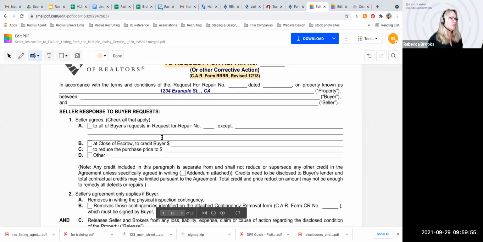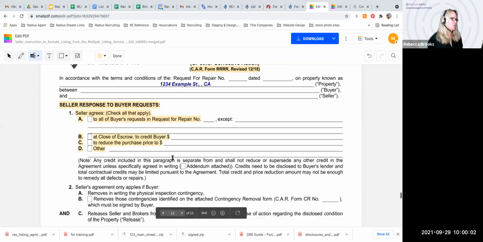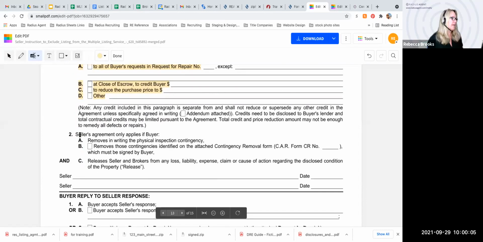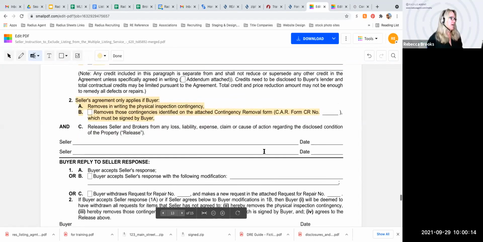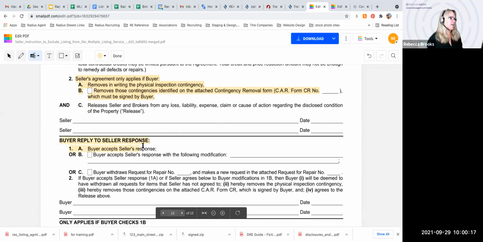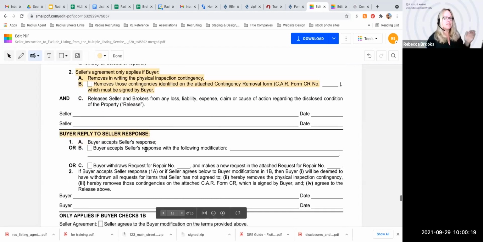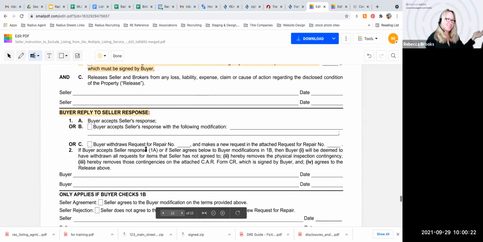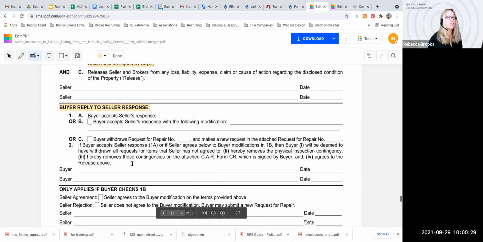And so this is the form that they would use. This is where they reply, and they agree to whatever they're going to agree to. Once again, they agree only if the buyer removes the physical inspection contingency or removes those contingencies identified on the attached contingency removal. And then once again, guess what? Here's another spot if the buyer wants to reply back. So this is a form that you can negotiate quite a lot on, back and forth, with repairs and any other requests.